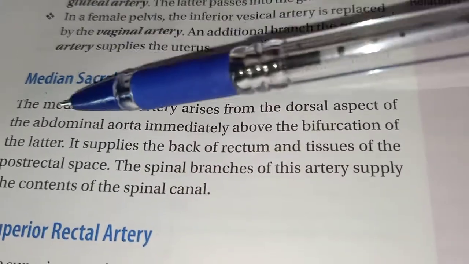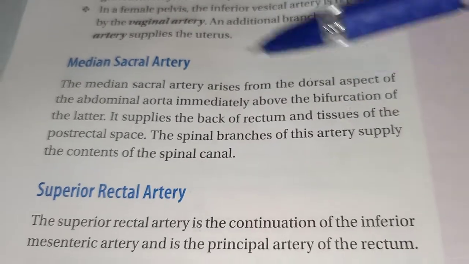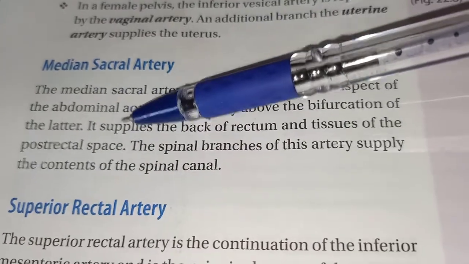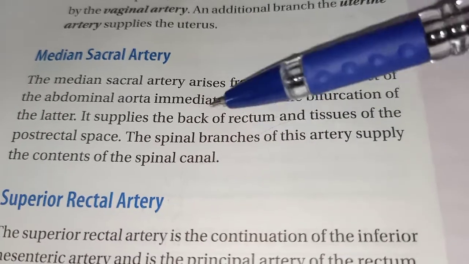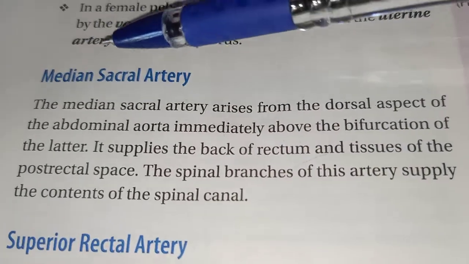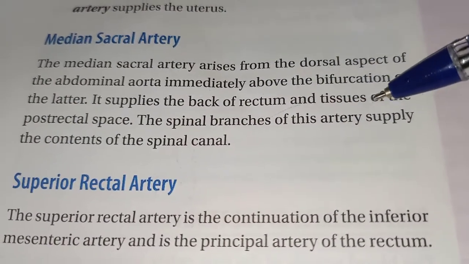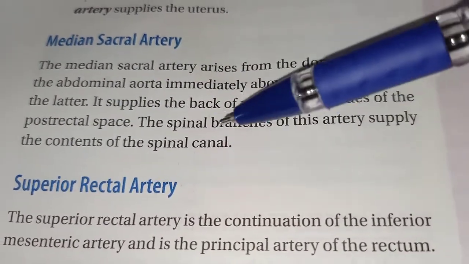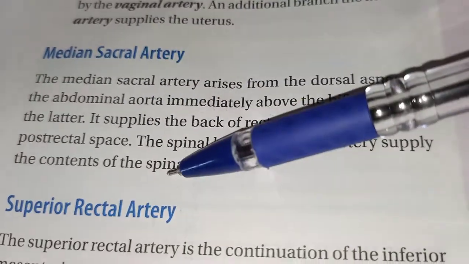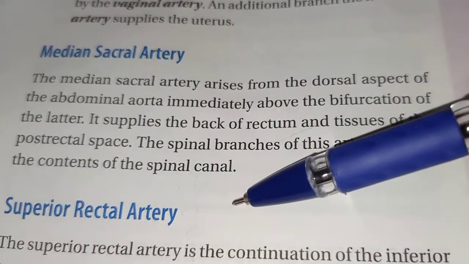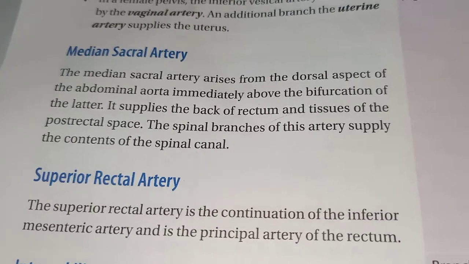Now what does this median sacral artery do? It supplies the back of the rectum and the tissues of the post-rectal space. So the tissues which are behind the rectum and the back of the rectum are supplied by the median sacral artery. The spinal branches of this artery supply the contents of the spinal canal. So this was about the median sacral artery.